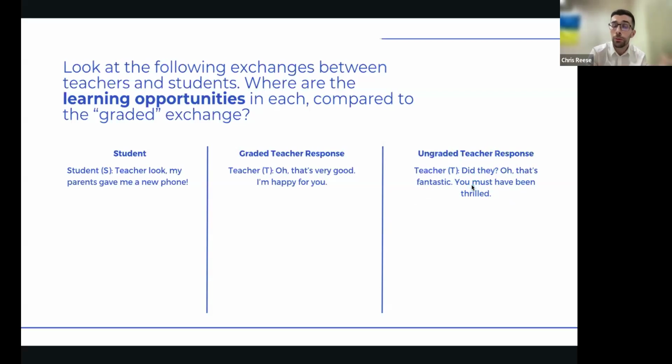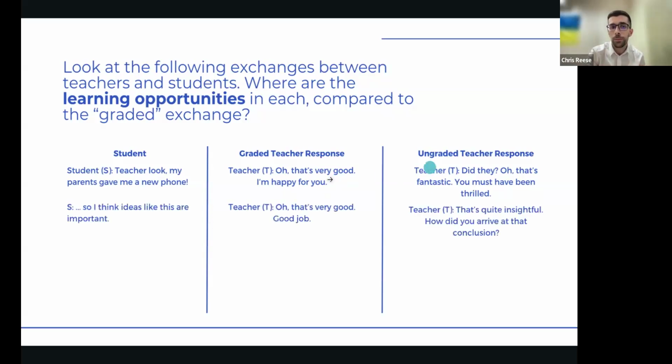You must have been thrilled. You must have been excited. You must have been happy. You must have been terrified. They don't have to know the full system of modals of deduction to get that chunk of "you must have been." So here we've got a small learnable chunk of language. Let's look at the next one.